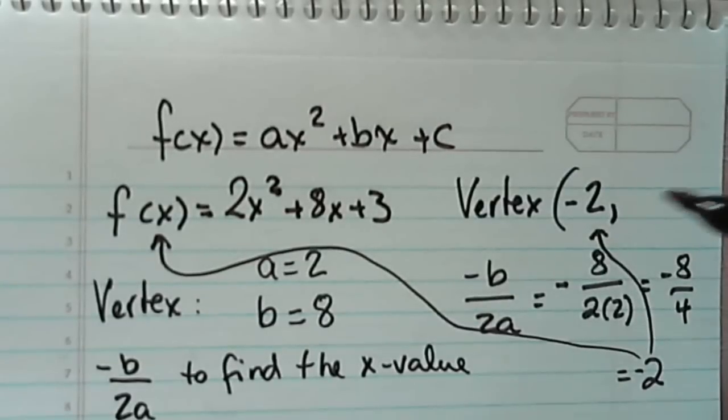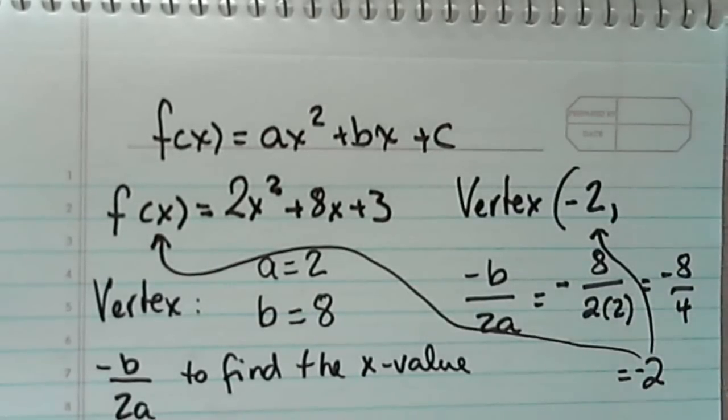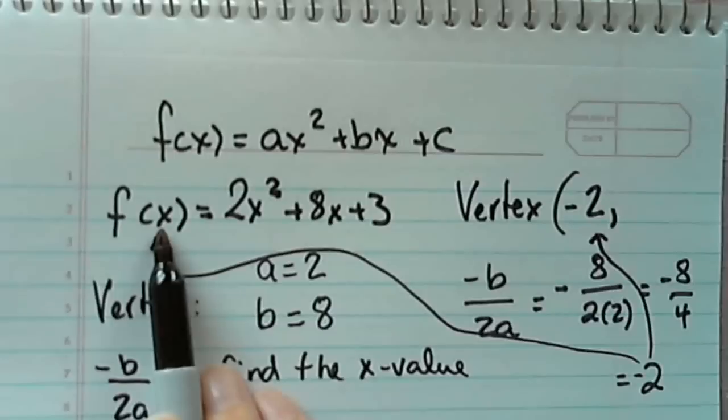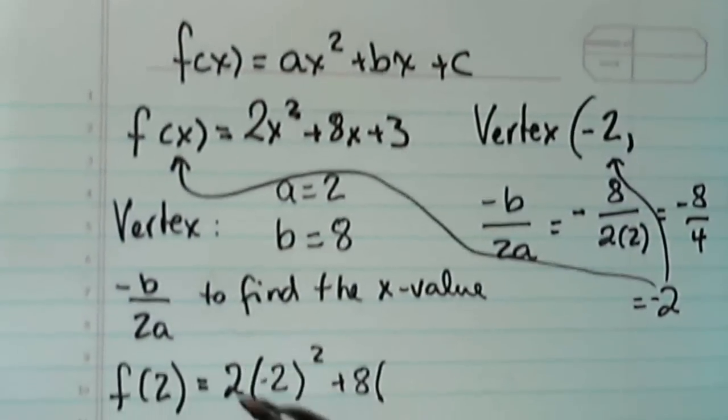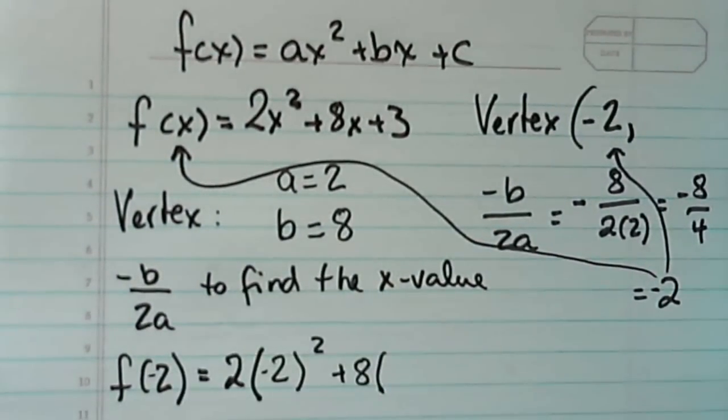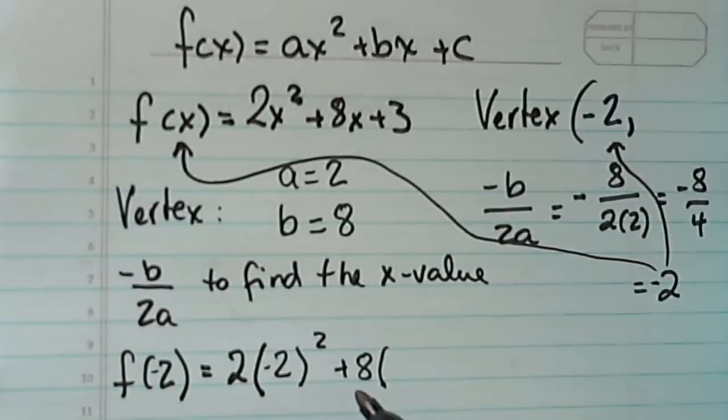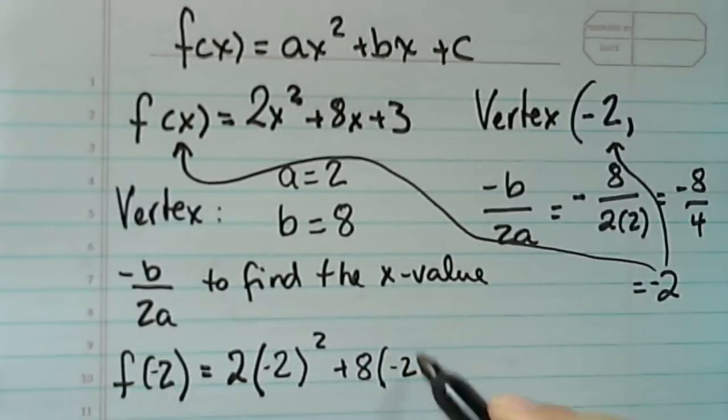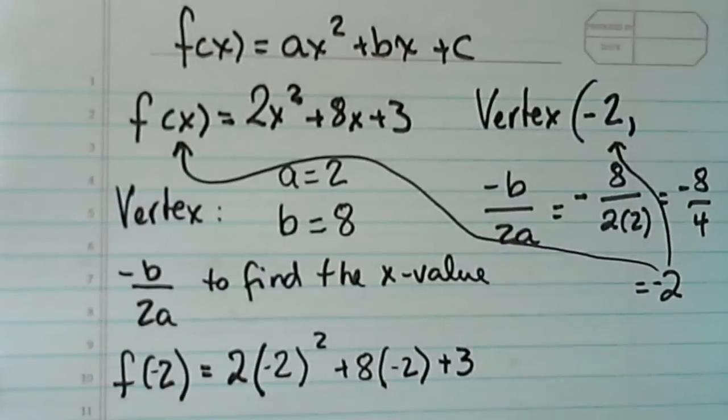Okay, so the vertex again is an ordered pair, and we need to find an x-coordinate and a y-coordinate. The x-coordinate of this vertex is negative 2. So now how do we find the y value of the vertex? We're using this negative 2 and plugging it into our original equation. Every time you see an x, you replace it with negative 2. So we're looking for f of negative 2 equals 2 times negative 2 squared plus 8 times negative 2 plus 3.